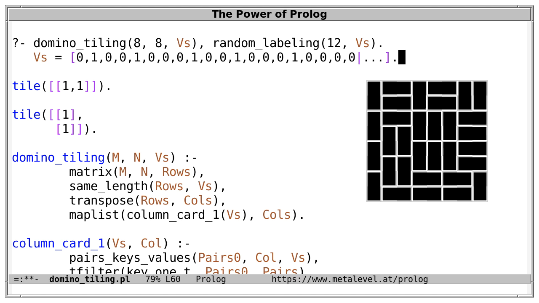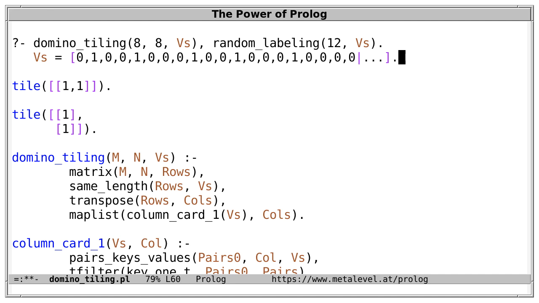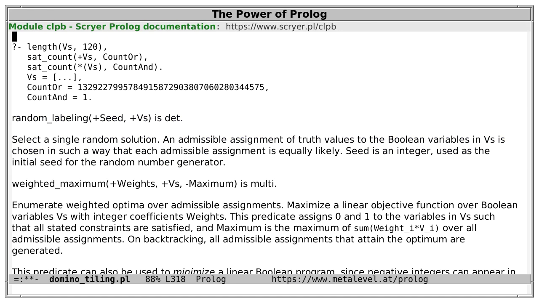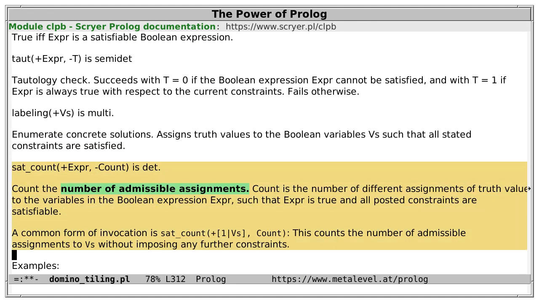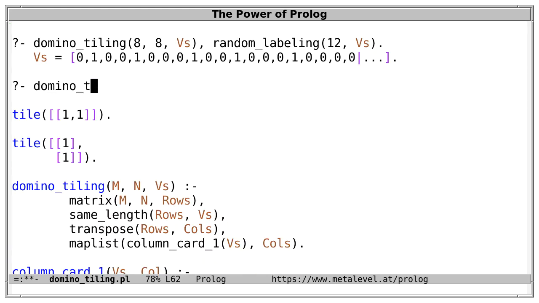This is quite interesting because to yield a random solution and not just any random assignment, the library must have an overview of the entire solution space. And indeed, the solver in a sense knows all solutions. There's also a predicate called sat_count to count the number of solutions. The first argument is a CLPB expression, and the second is the number of assignments that make the expression true. So in our case, if the constraints on Vs describe a domino tiling, then which expression can we use here to count the number of solutions?